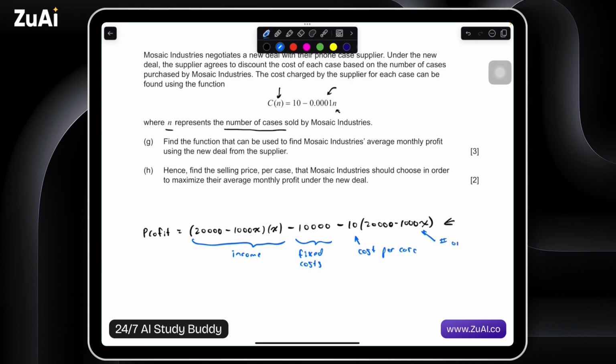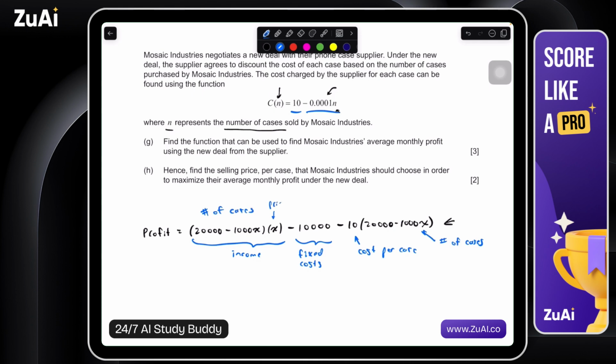And so the only thing that's changed is that the cost per case is no longer $10. It's 10 minus 0.001n. Income that we make is still the same. It's number of cases times the price per case. Fixed cost remains fixed, but the cost per case now changes. So I think there's more complicated ways to work this out, but otherwise I see this being the most straightforward way.